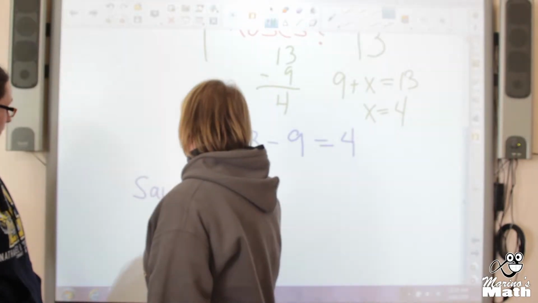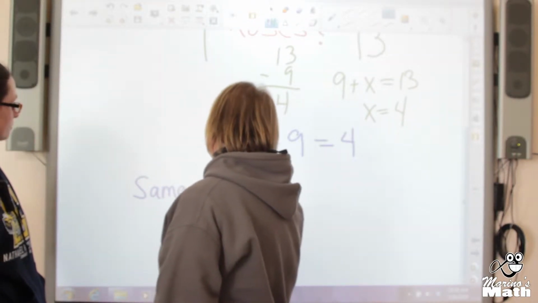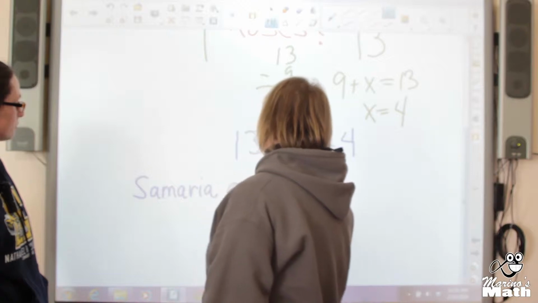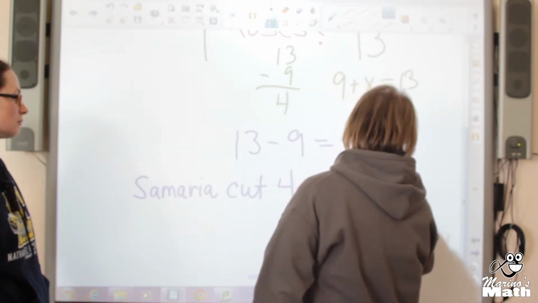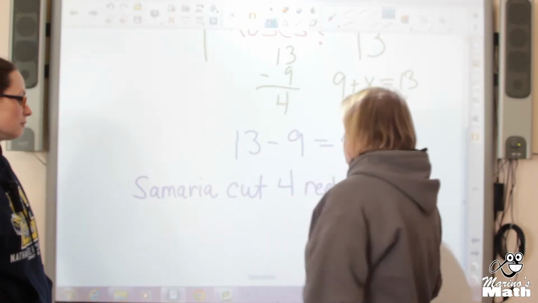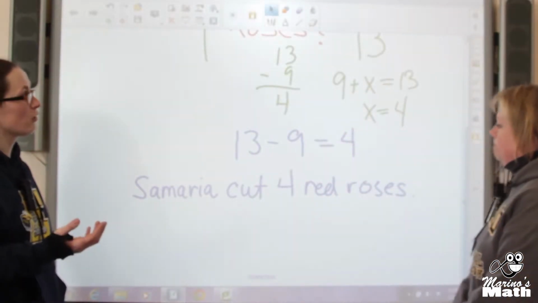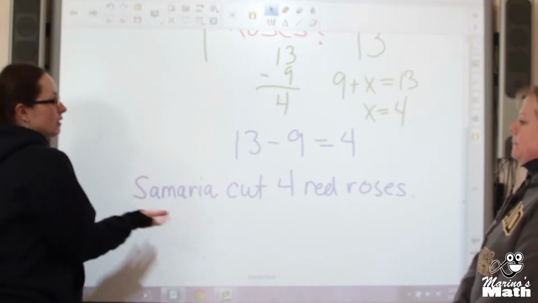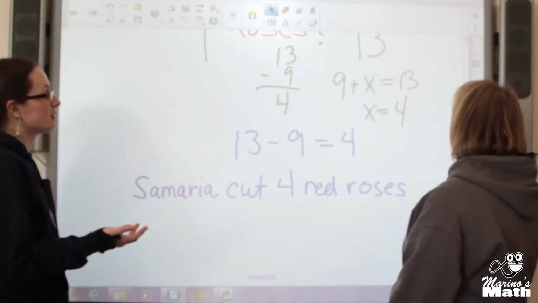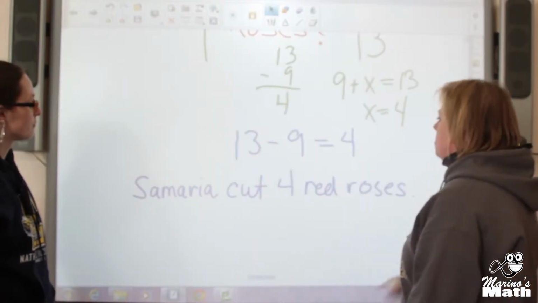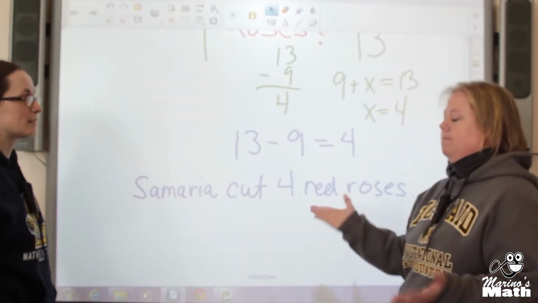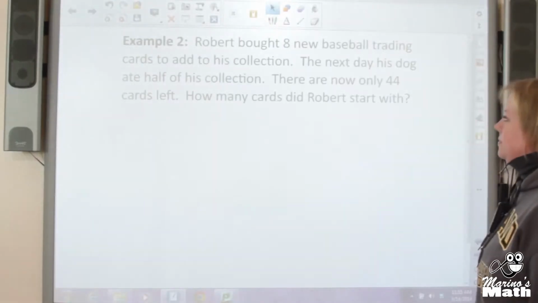Samaria cut 4 red roses. And that way you're pulling it back together again. Did I actually answer the question with my math? Does it make sense? How many red roses did she cut? Samaria cut 4 red roses. Perfect. Excellent. Beautiful.